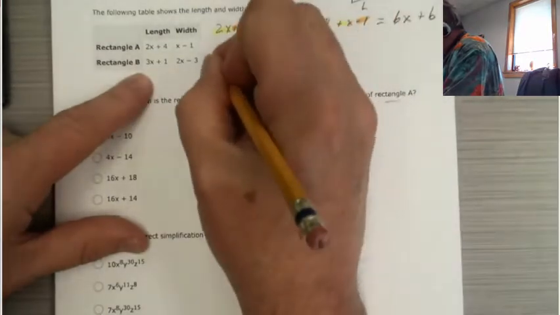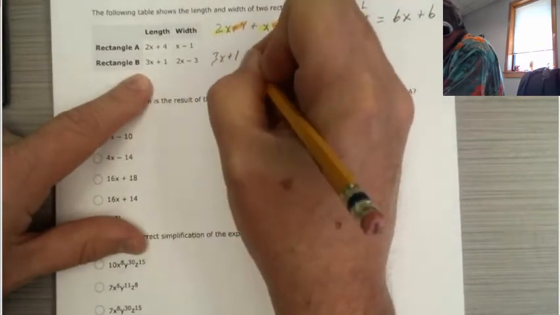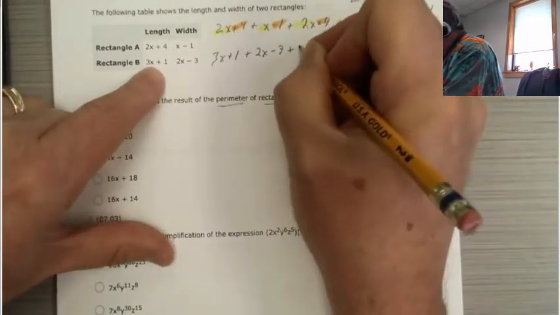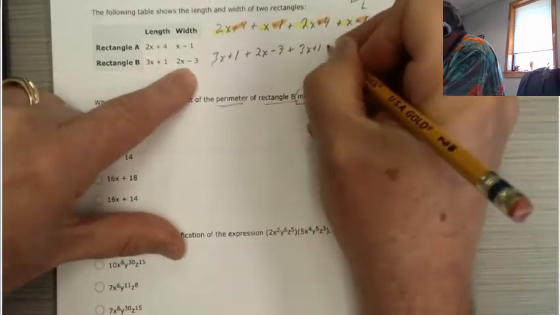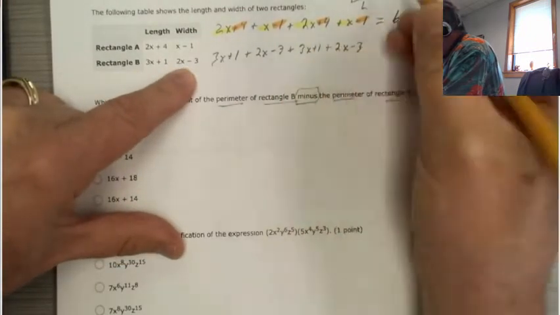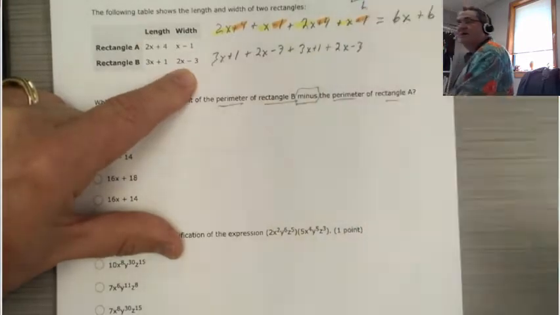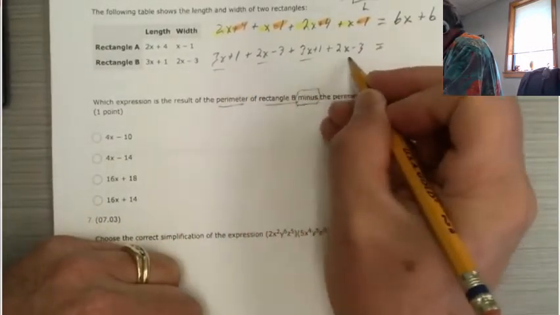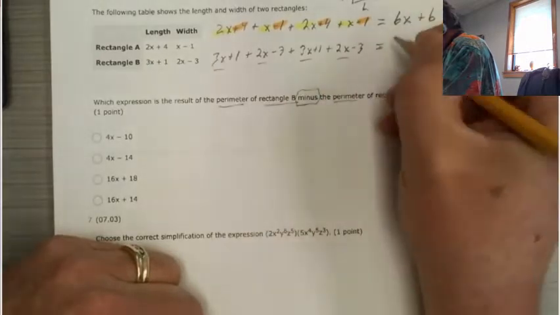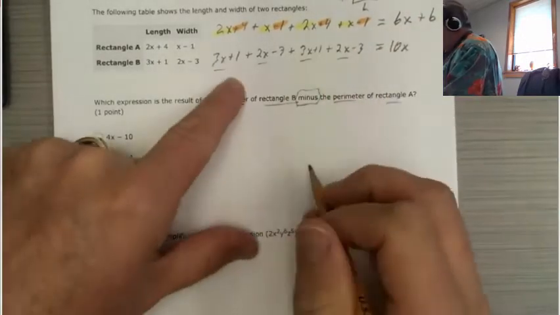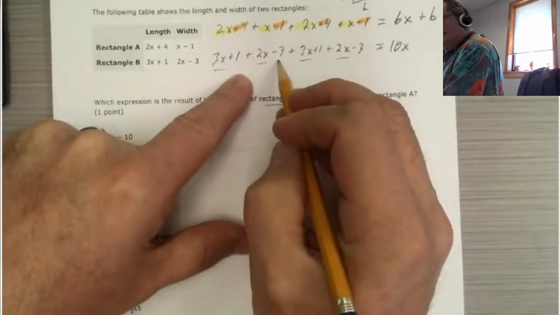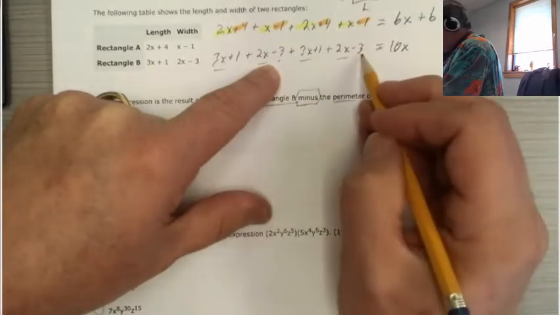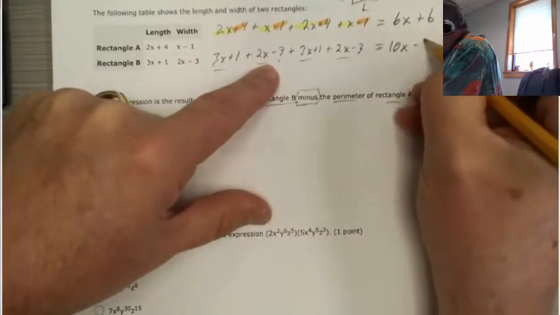Same thing with B. 3x plus 1 plus 2x minus 3 plus 3x plus 1 plus 2x minus 3. Remember, length plus a width plus a length plus a width to find the perimeter. All right, our x terms, 3x, 2x, 3x, 2x, 3 plus 2 plus 3 plus 2. We have 10x. Then we have 1 minus 3 is negative 2. Plus 1 is negative 1. Minus 3 more, minus 4.